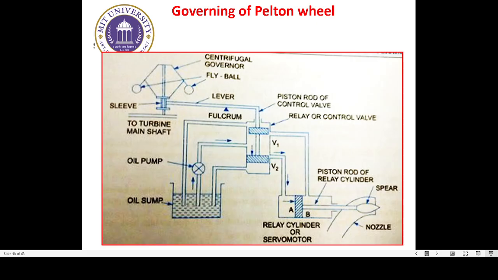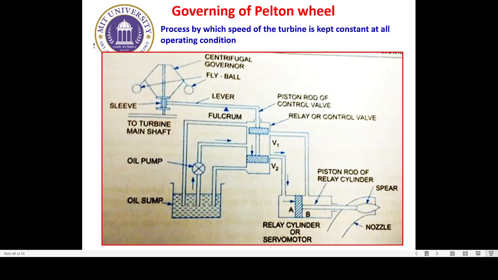Coming on to the next point for the discussion, which is important to us, that is the governing of the Pelton wheel. In simple terms, governing is a process by which the speed of the turbine is kept constant at all operating conditions. It is the mechanism which is used for governing of the Pelton wheel. So that can be seen in this block diagram.